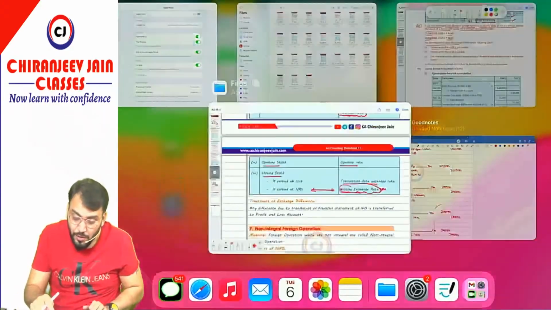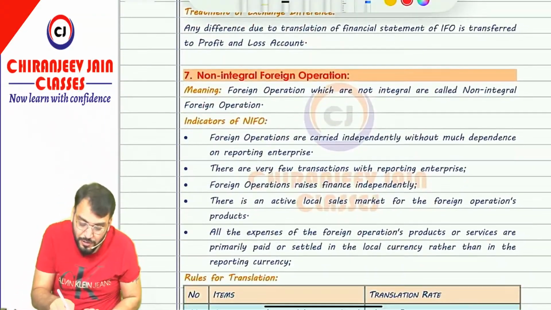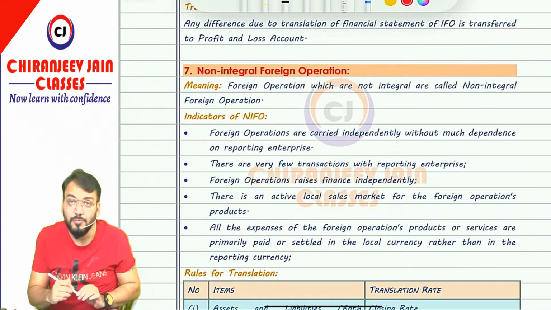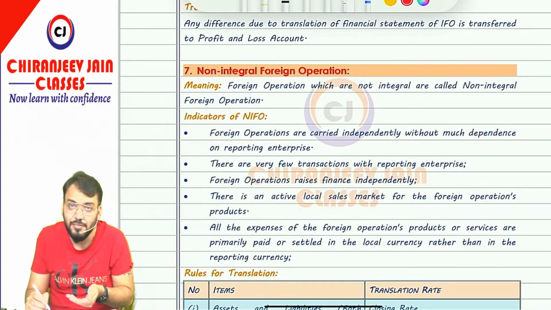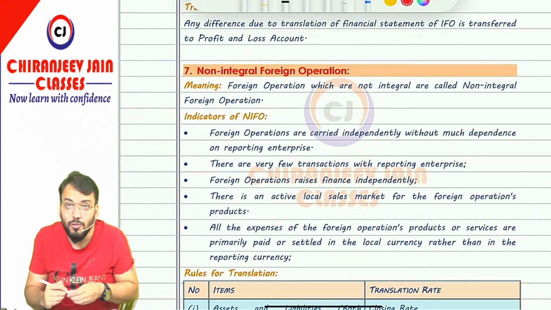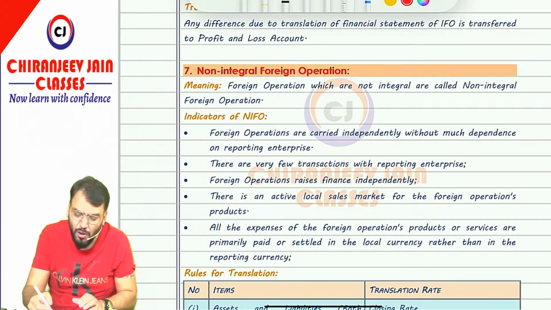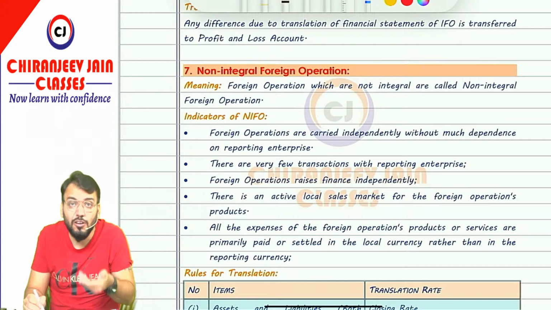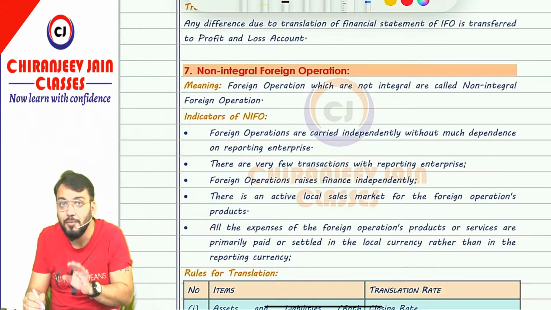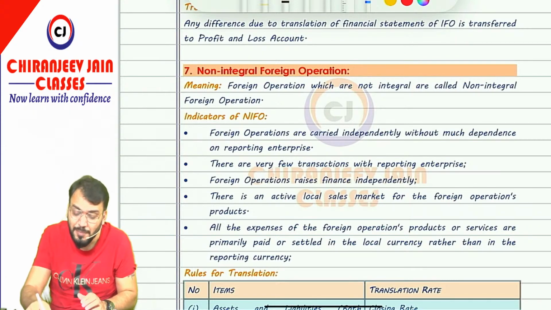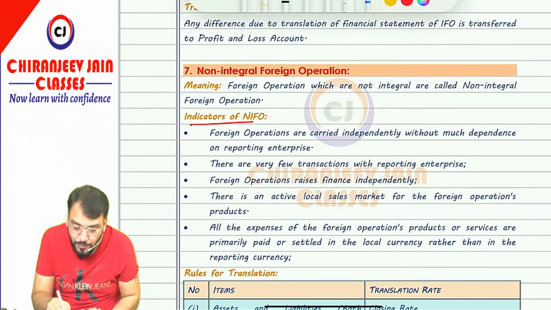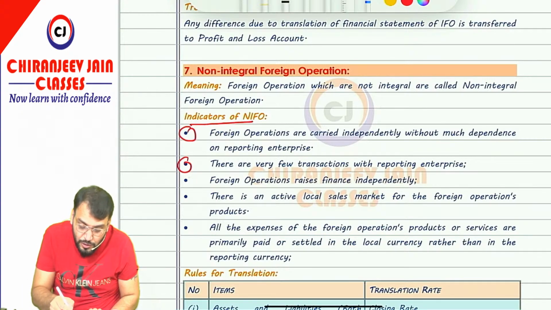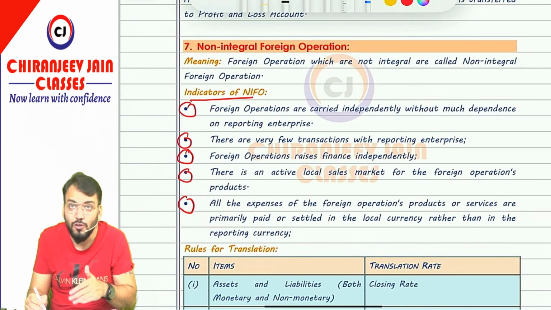Now for non-integral foreign operation, one thing we have understood: any foreign operation which is not integral is known as non-integral foreign operation. So already I have said, if any foreign operations are independent, they do not require the dependency of the Indian reporting entity, therefore they are non-integral foreign operation. They have given some indicators of NIFO. There are some indicators which will indicate that the given foreign operations are NIFO, non-integral foreign operation.